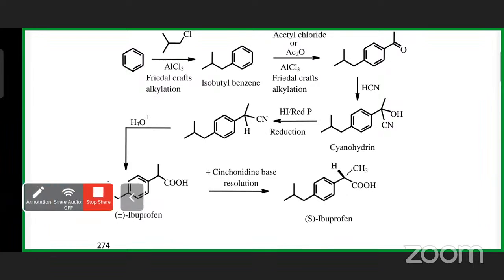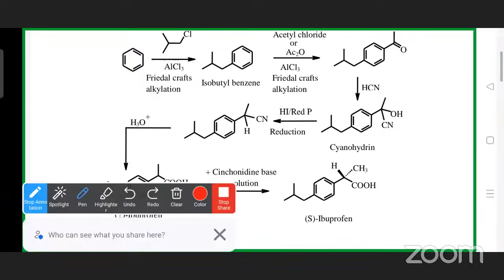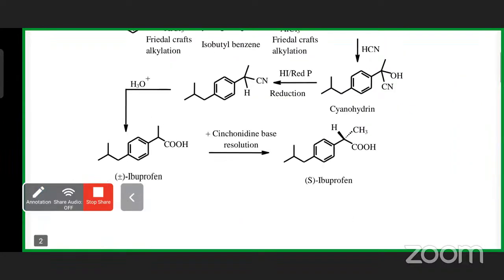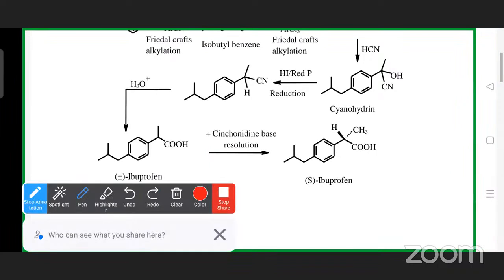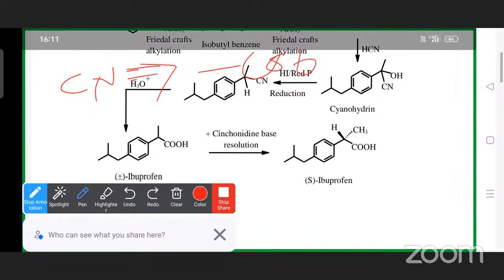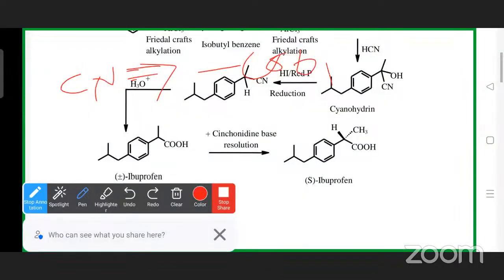So upon reduction with hydrogen iodide in the presence of red phosphorus, the alcohol converts into alkyl group here. Then upon hydrolysis, the cyanide group is converting into carboxylic acid group here.